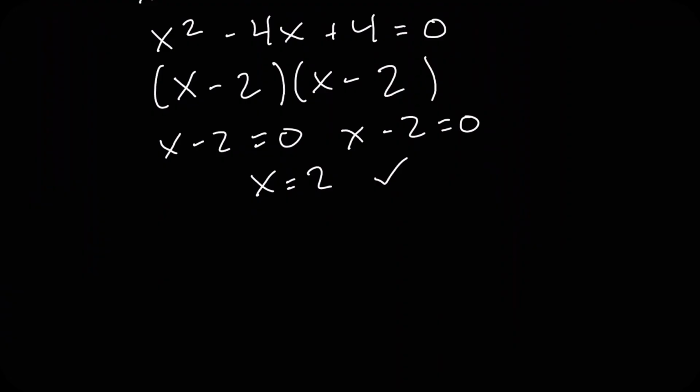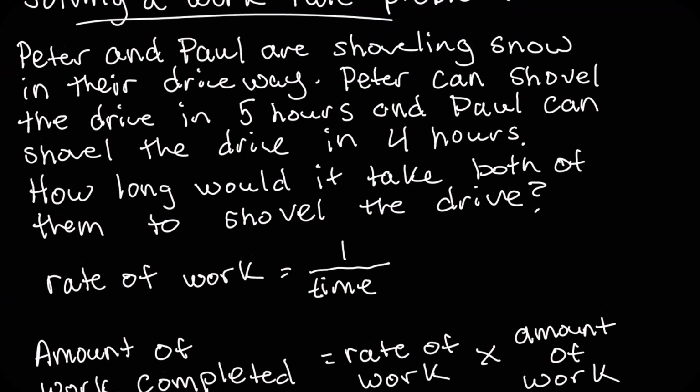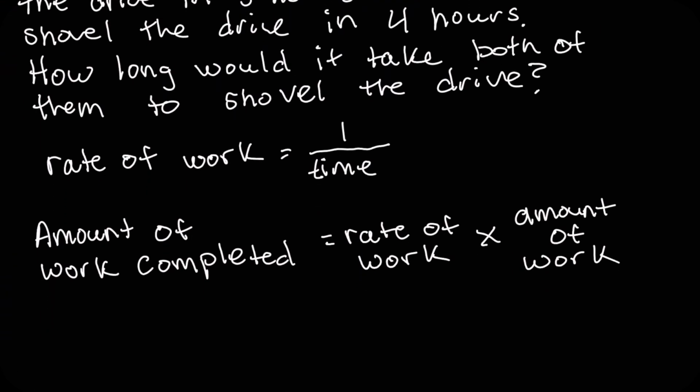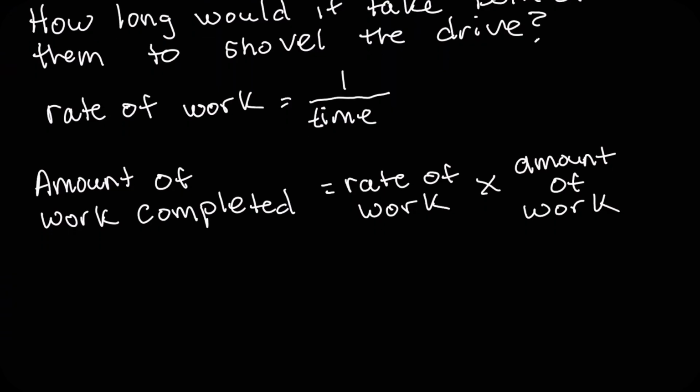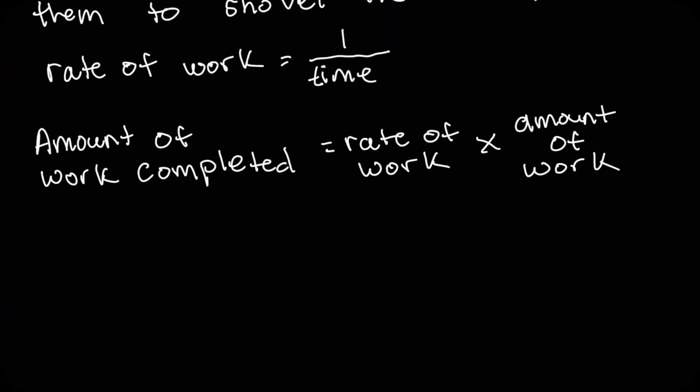Peter and Paul are shoveling snow in their driveway, and Peter can shovel the drive in 5 hours, and Paul can shovel the drive in 4 hours. How long would it take both of them to shovel the drive together? So just a few equations here. Rate of work is equal to 1 divided by time. And we also know that the amount of work completed is going to be equal to the rate of work times the amount of time.